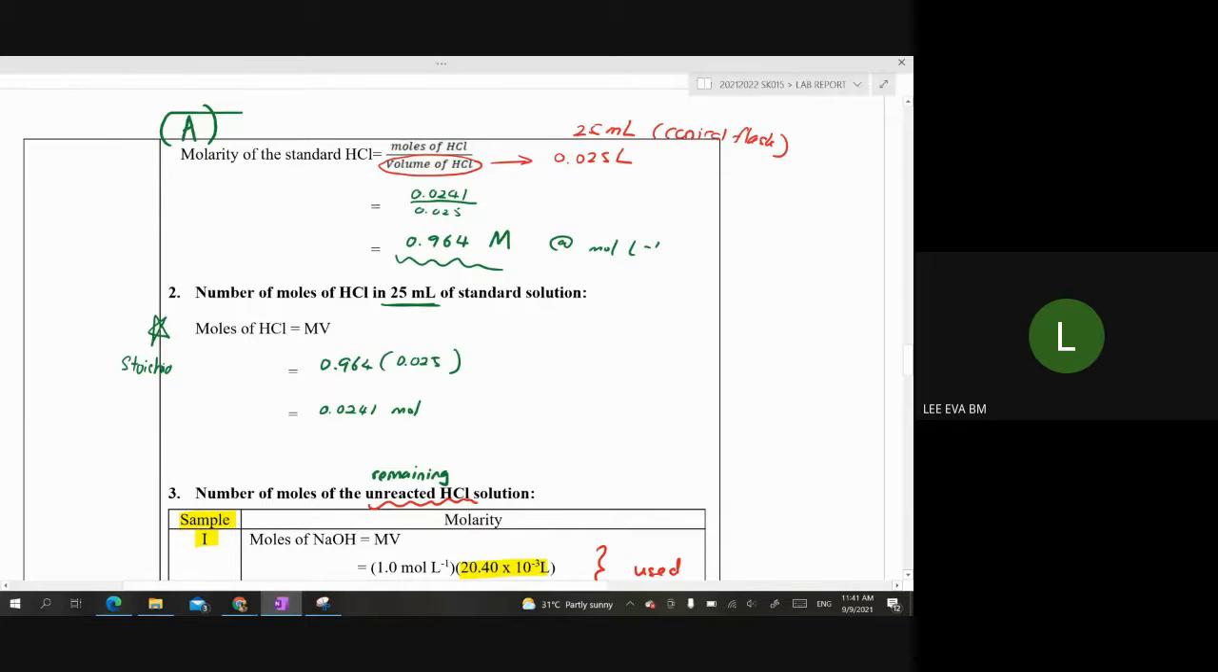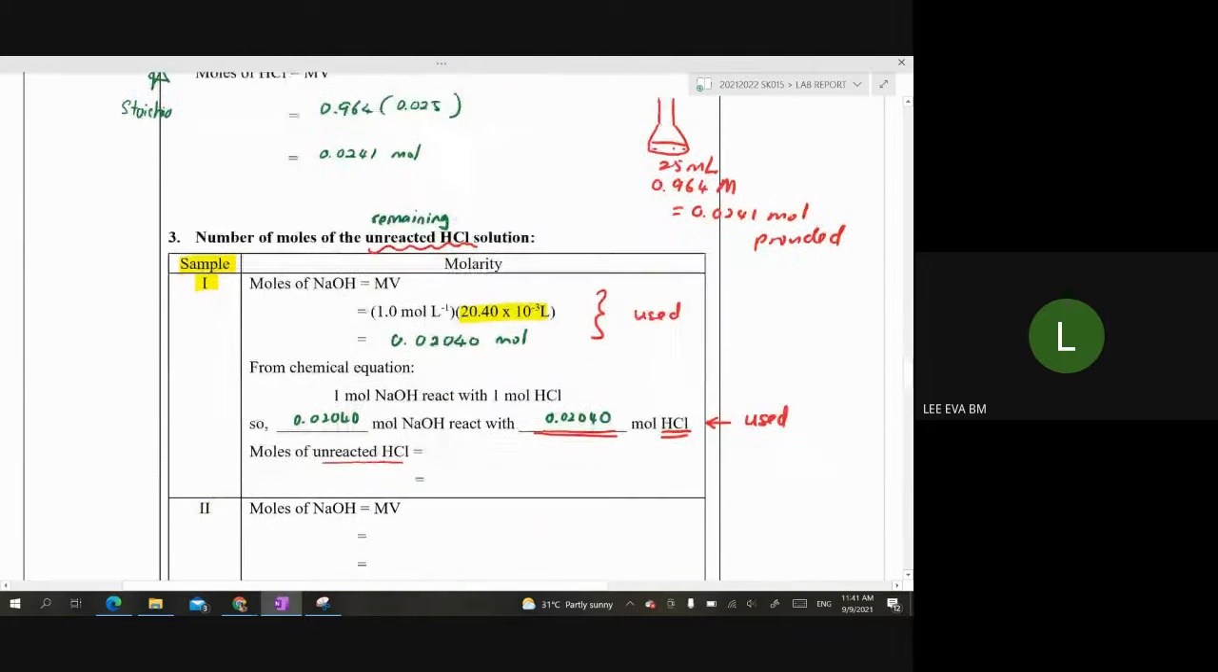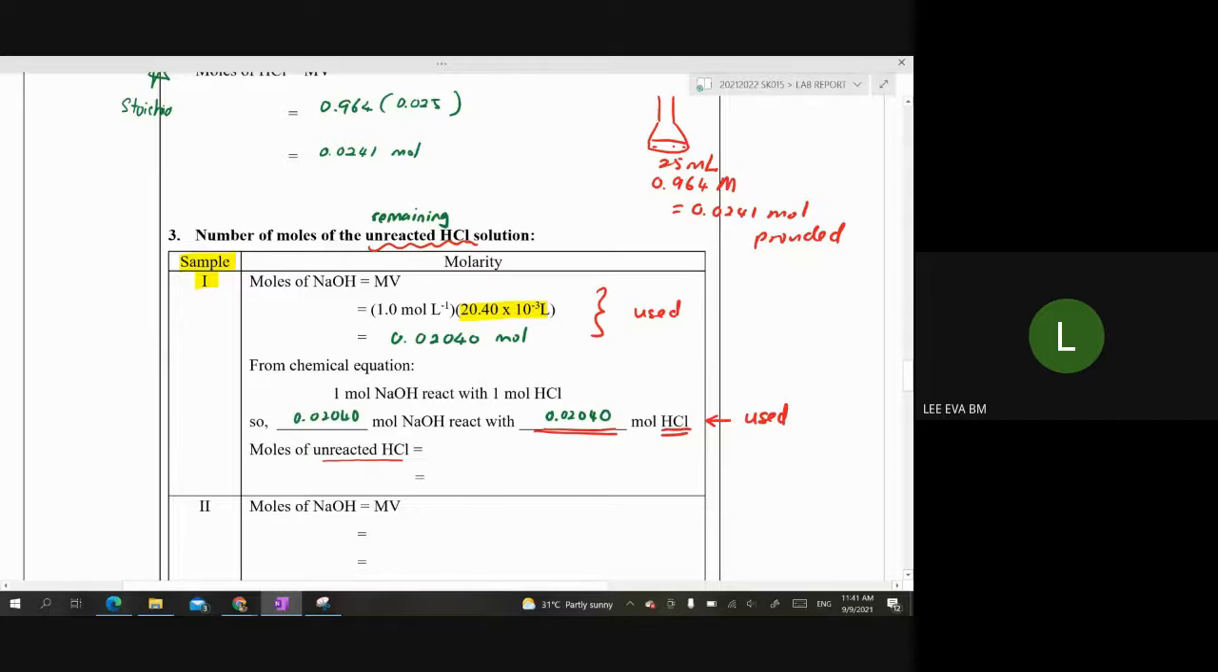How many is it? 0.0241. Okay, so madam bulatkan dekat sini yang kita masukkan dalam conical flask, 25 ml. Okay, and then we have the concentration 0.964 molar. This equivalents to 0.0241 mole. So yang ini adalah disediakan. This is provided. So now we only using 0.02040.